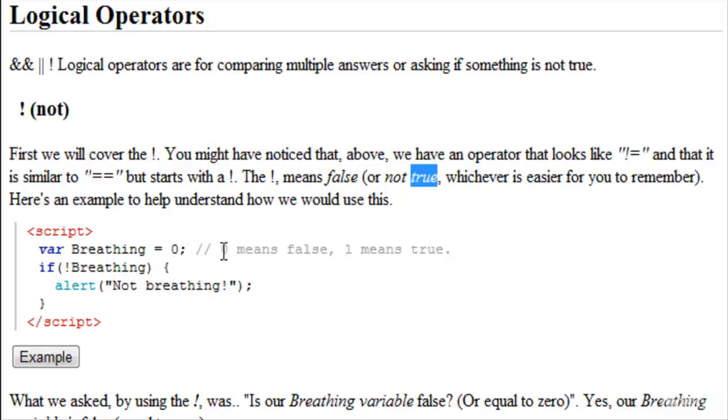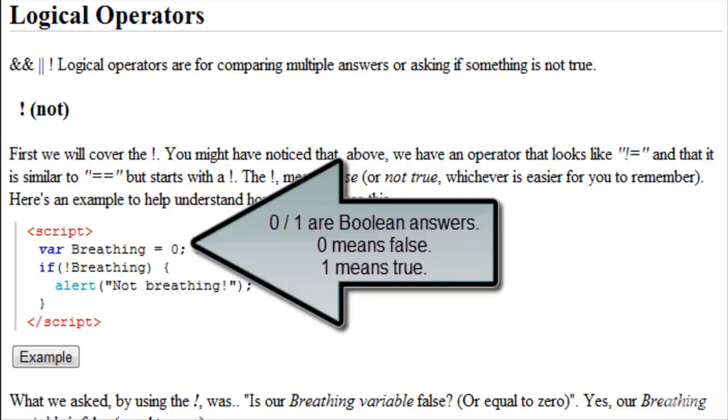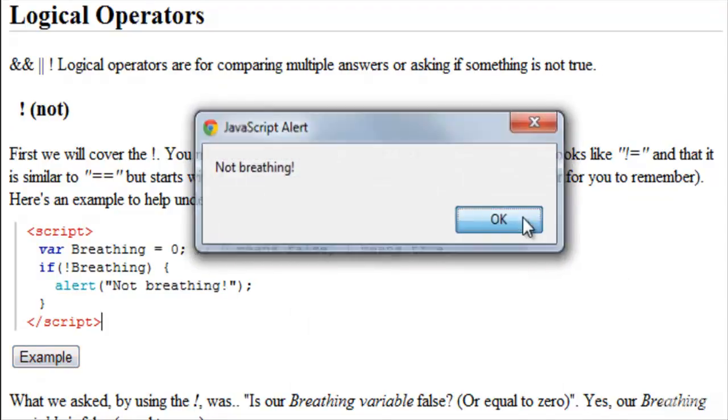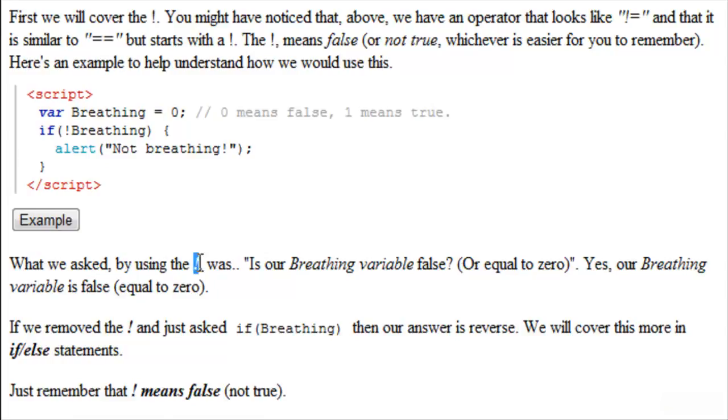Here's an example to help you understand how we would use this. So if we went variable, breathing is equal to 0, 0 means false, 1 means true. Just like with electricity, 0 means off, 1 means on. So if we said, if variable breathing is not, well, what that really means is variable breathing false? Well, if it is false, which is 0, so it is actually false, we're going to alert not breathing. Let's demo this. Not breathing. What we asked by using the exclamation mark, the not sign, was, is our breathing variable false or equal to 0? Yes, our breathing variable is false. It is equal to 0.